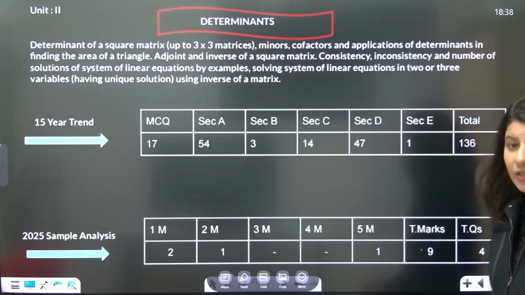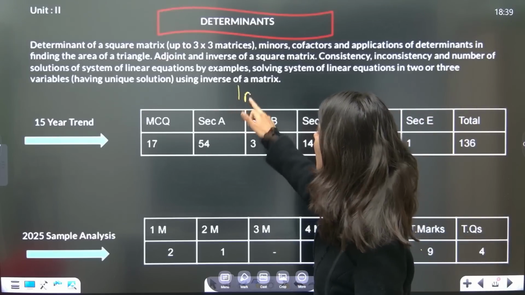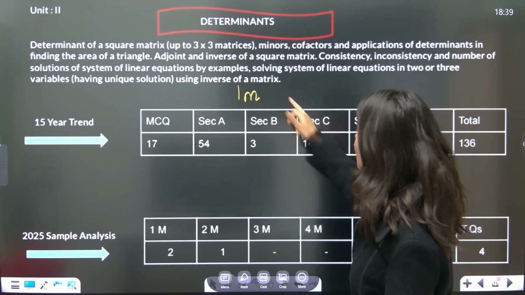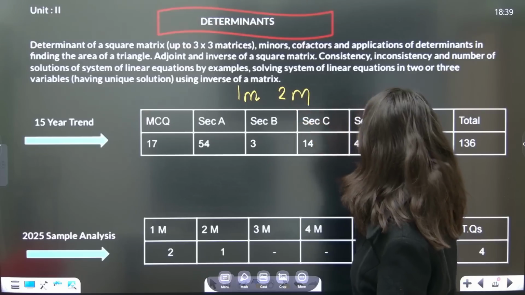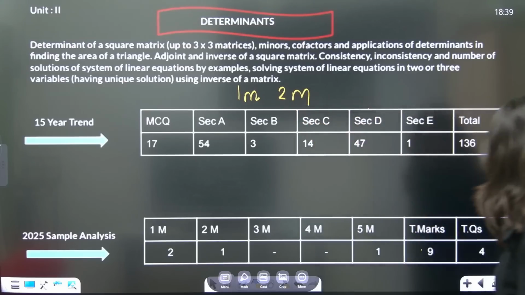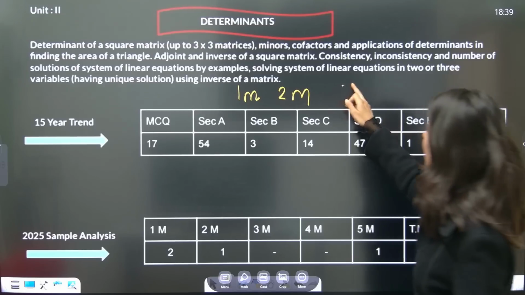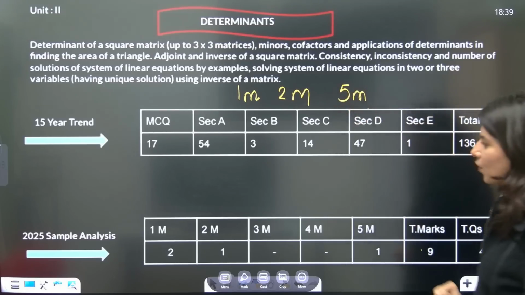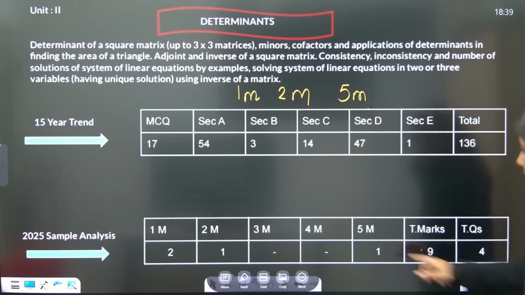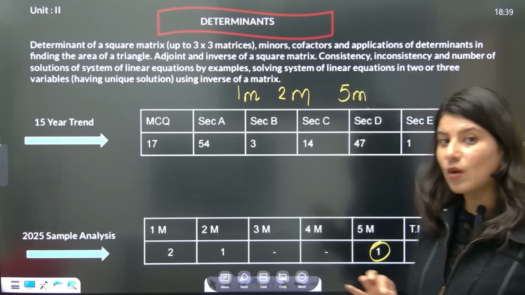And if I talk about determinant, again, high chances of a 1-mark question from determinant, high chances of a 2-mark question on determinant, high chances of section D. Section D is what? 5-mark question, right? So high chances you can get a 5-mark question from the determinants. Okay, can you see in the sample paper also a 5-mark question.